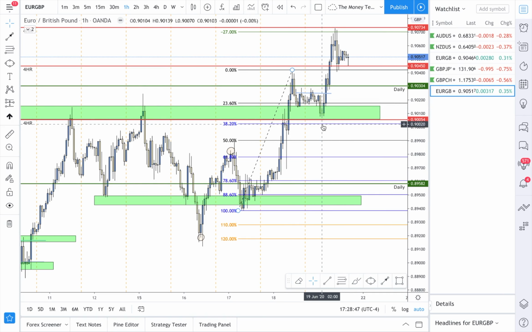So all these are signs or confluences, and then we have price action making a bullish candle. All these are signs that price will continue upwards now.